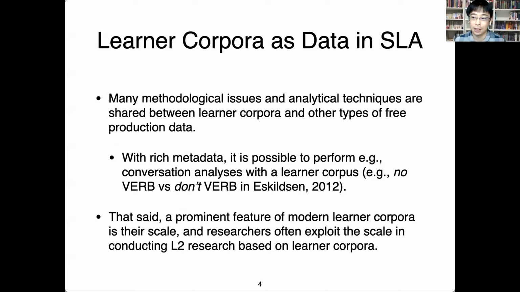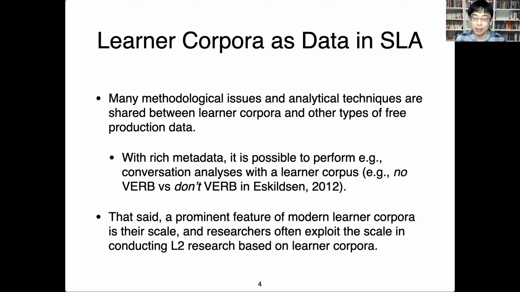By taking this view, discussion surrounding the use of production data in SLA is often directly applicable to learner corpora and vice versa. So something like avoidance issues apply both to the production data in SLA and learner corpora. And so many methodological issues and also analytical techniques are shared between learner corpora and other types of production data. With ESF data, for example, it is possible to perform something like a comparison with a learner corpus, and ask, for instance, about the difference between "no verb" versus "don't verb" in a small number of learners.